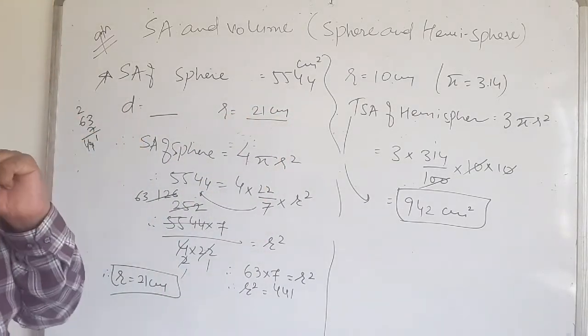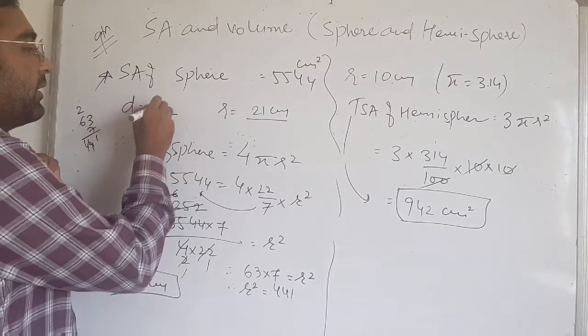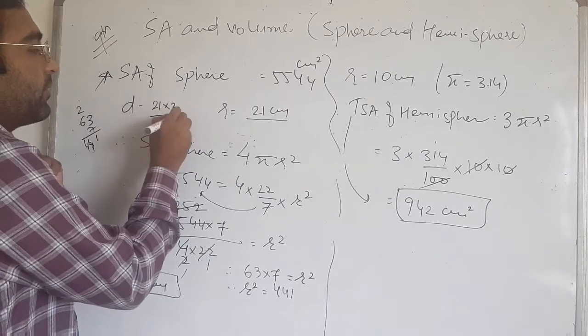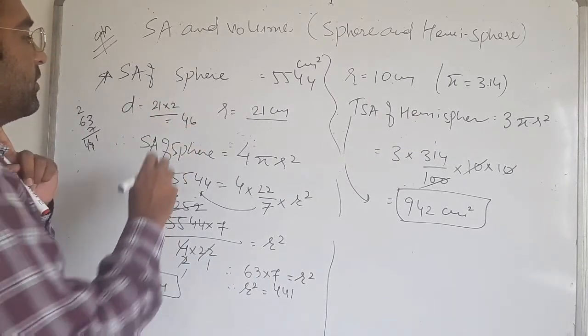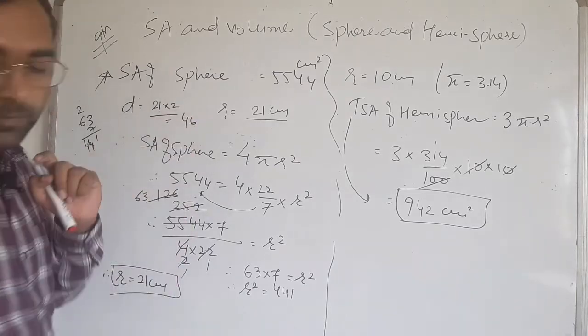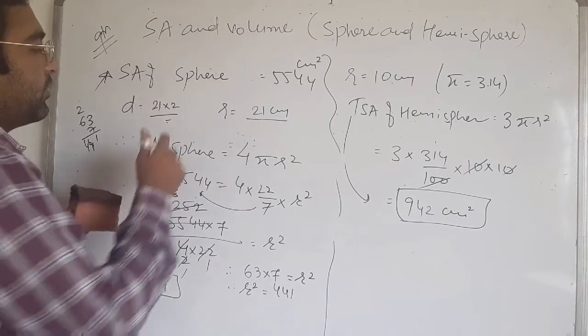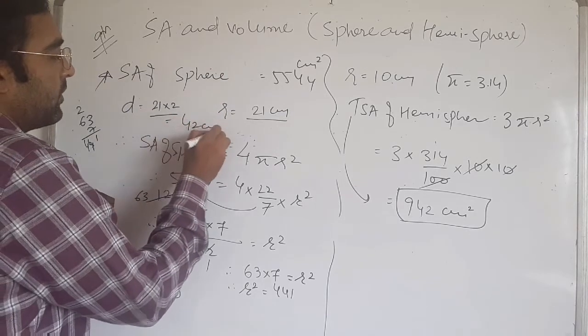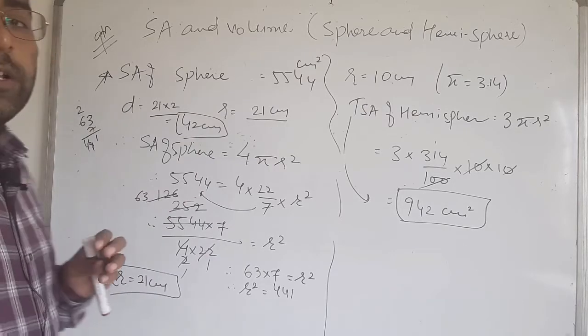So my diameter is 2 times the radius. So 21 into 2, that is 46? No, 42. My diameter is 42 centimeter. Okay, clear students?